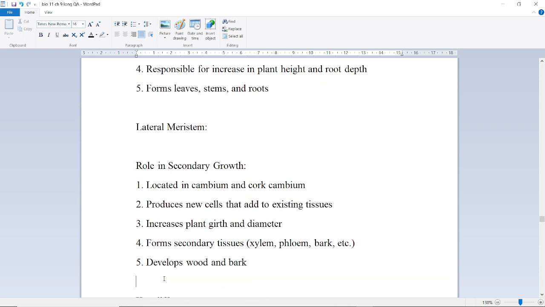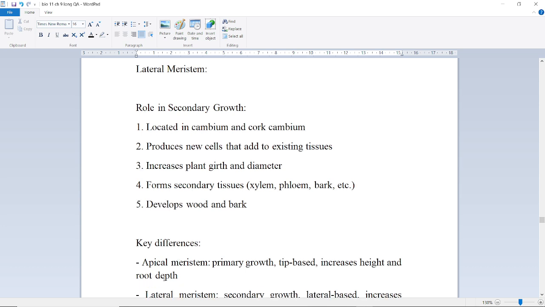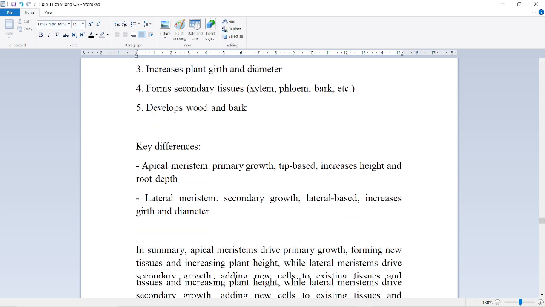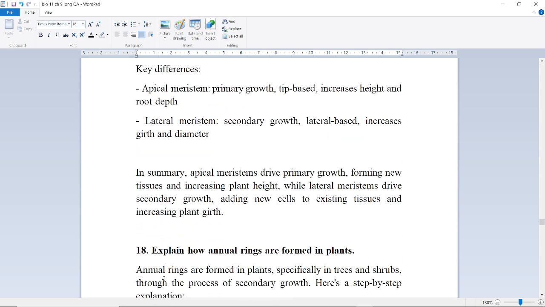Next is lateral meristem. Role is secondary growth, located in vascular cambium and cork cambium, produce new cells that add to existing tissue, increase plant girth and diameter, form secondary tissue, xylem, phloem, and bark, develop wood and bark. Key differences between these two, apical and lateral meristem. Apical meristem, primary growth, tip-based, increases height and root depth, whereas lateral meristem, it is secondary growth, lateral-based, increases girth and diameter. In summary, apical meristem drives primary growth, forming new tissues, increasing plant height, whereas lateral meristem drives secondary growth, adding new cells to existing tissue, increasing plant girth.